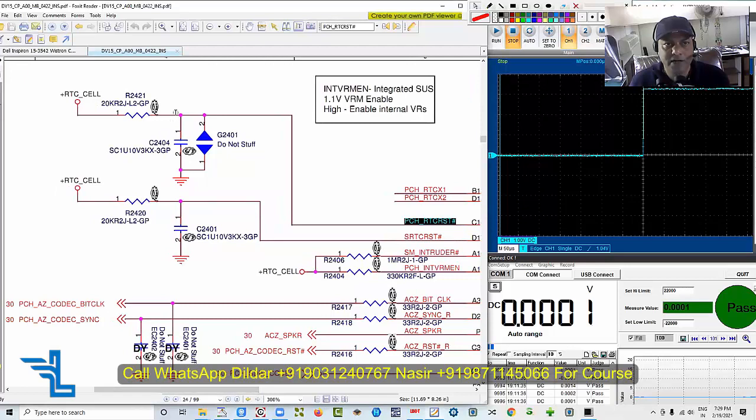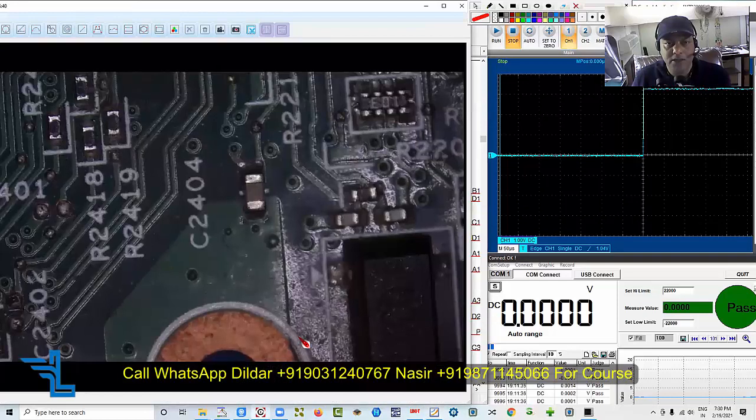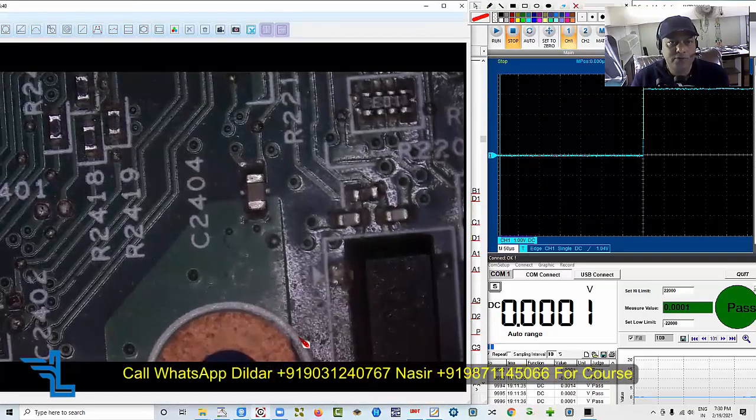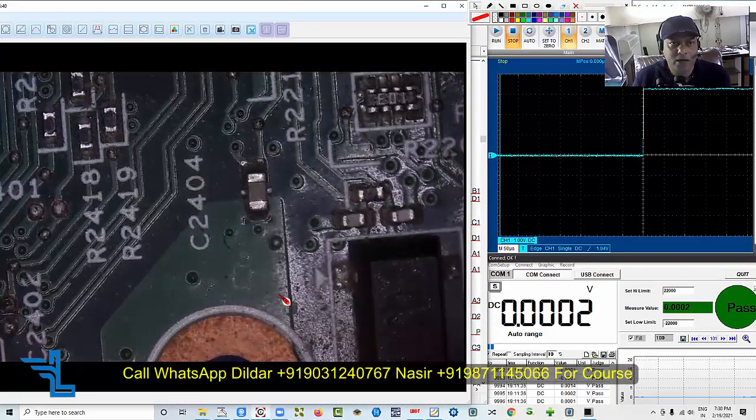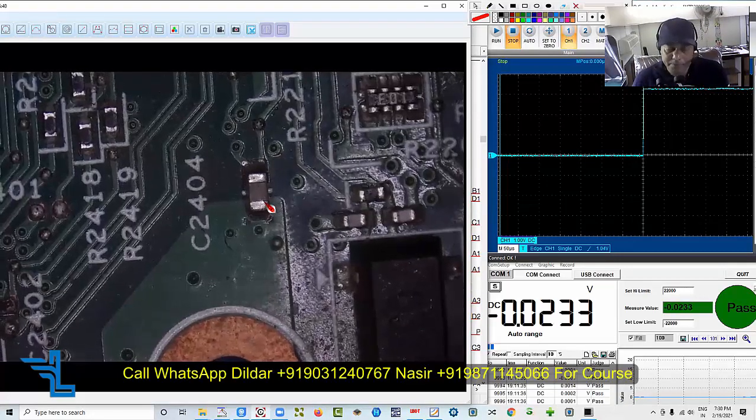So anyhow, let's find this capacitor or resistor, C2404. I think this one. Yes, we have got that C. Now you can see here C2404. We have, I think, this one. Okay. So as it is telling us that with the help of coin cell, we are not using the DC jack into the motherboard. Okay, we are checking it with the help of a coin cell only.